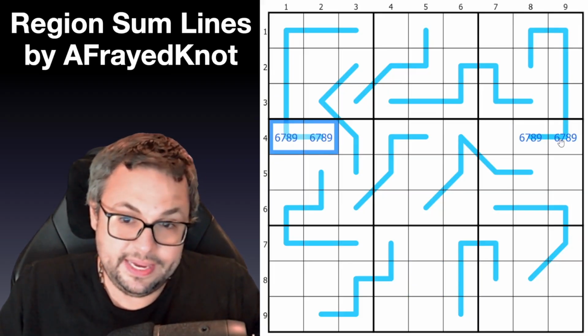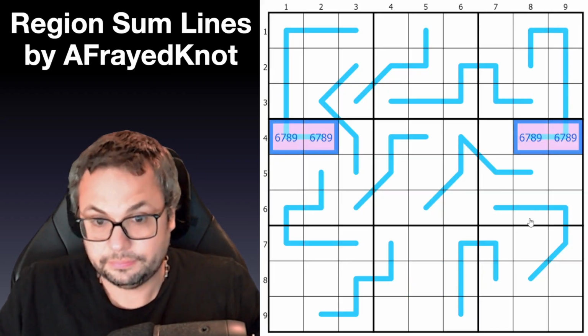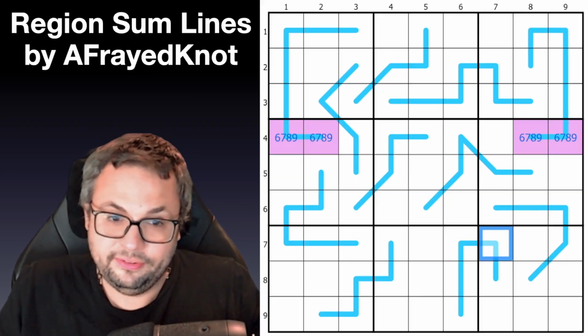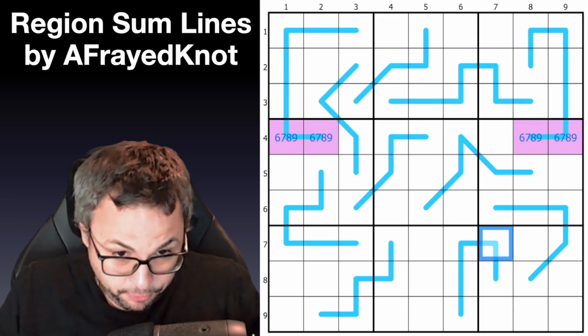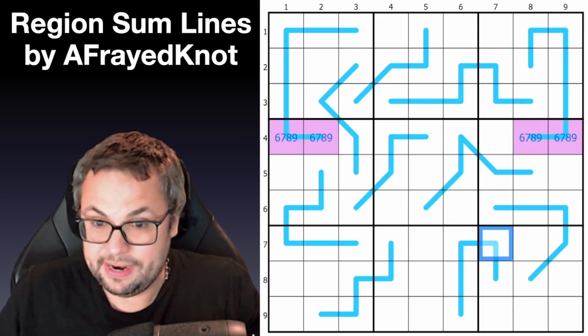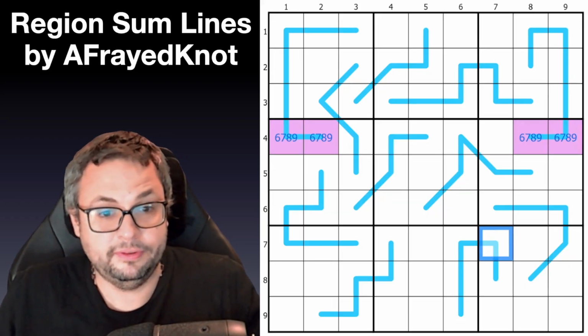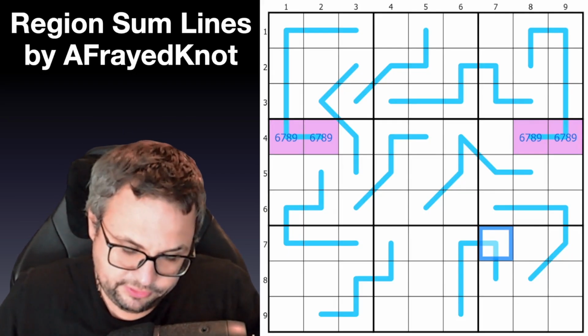That's because these cells within this row are a 6, 7, 8, 9 quadruple. It's 1 each of 6, 7, 8, and 9. Which means I know the sum, because I can just add 6 plus 7 plus 8 plus 9. And if you don't want to, I'll just tell you, it's 30.